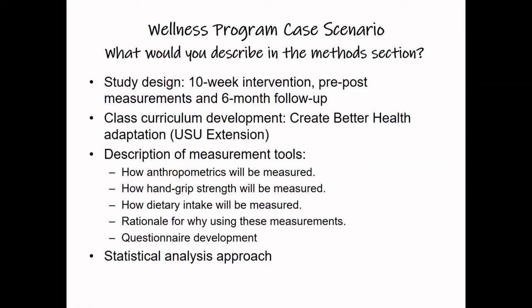We would describe our measurement tools, so we'd want to describe how the anthropometrics would be measured, how we plan to measure hand grip strength, how we're going to measure dietary intake. It could be important to provide a rationale for why we chose the measurements we did. And also we want to describe questionnaire development. We would also want to provide our statistical analysis approach for the different measurements that we're going to be taking, and for the overall evaluation of the program. We would want to talk about what statistics we're going to use to measure that. And really it relates back to the program objectives.